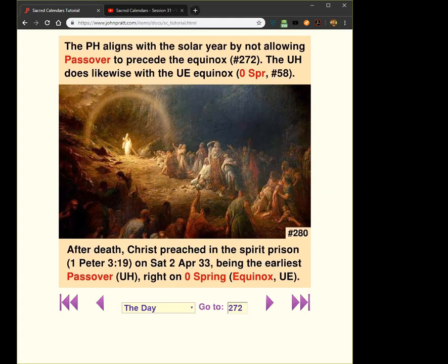At the death of Christ on Saturday, 2nd of April, AD 33, when he goes to the spirit world, that was an example of Passover being the earliest it can be on the uniform Hebrew, because it was right on the spring equinox. So it was just amazing to me, and it continues to be, how these sacred calendars are interlocked, even the uniform versions. And when I got to the uniform star calendar, it's also locked in to the Enoch calendar, even the uniform version. Okay, let's go to slide 281.